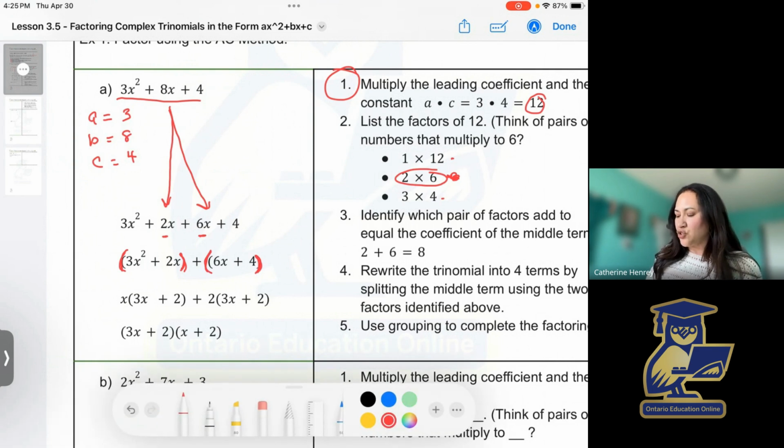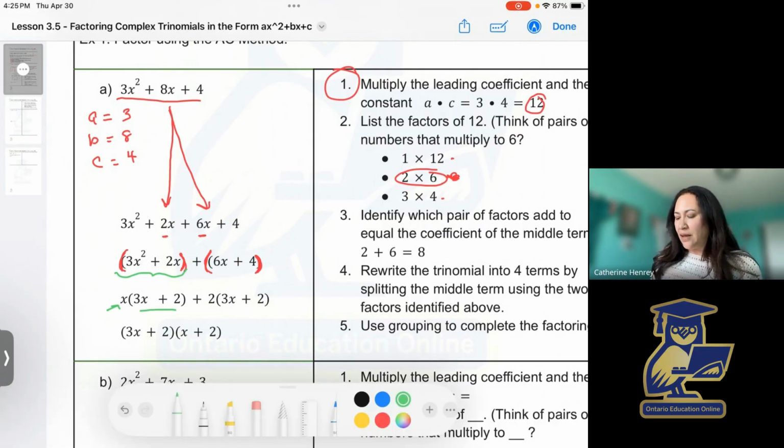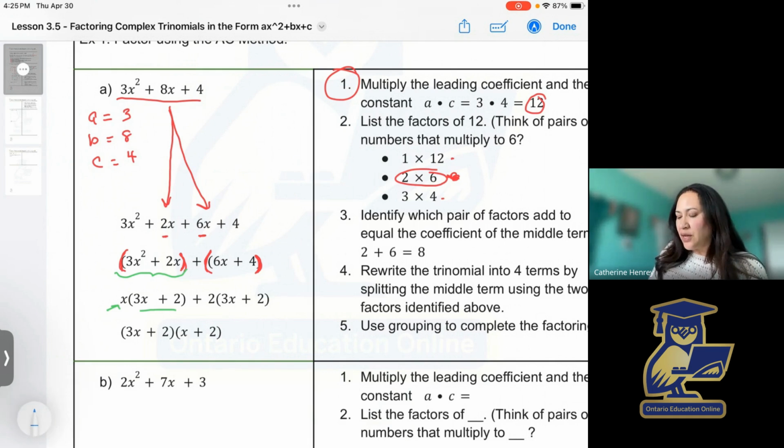Now what we do is we treat each of those as separate questions. So we're going to look to do a common factoring of the first set of brackets. And if we look at 3x² plus 2x, the common factor is x. So we can factor that out of that bracket, and we'd be left with 3x plus 2. Then we want to take a look at common factoring the second set of brackets, and that's 6x plus 4. So the common factor between 6x plus 4 is 2. So when we factor out 2, we're left with 3x plus 2.